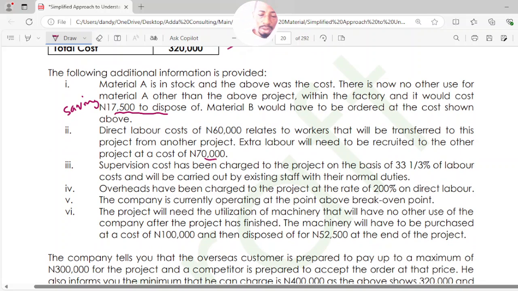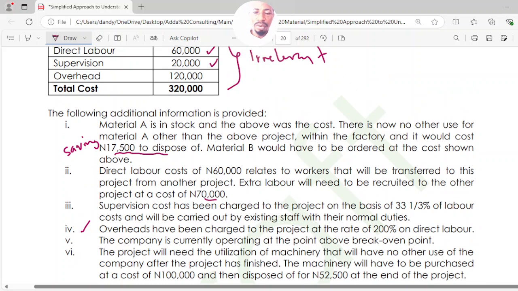I'll move to additional information number 5. In this note, you are told that overheads have been charged to the project at the rate of 200% of direct labor. Direct labor is 60,000. 200% of 60,000 is 120,000 naira. And that is the 120,000 naira you are seeing here for overhead.